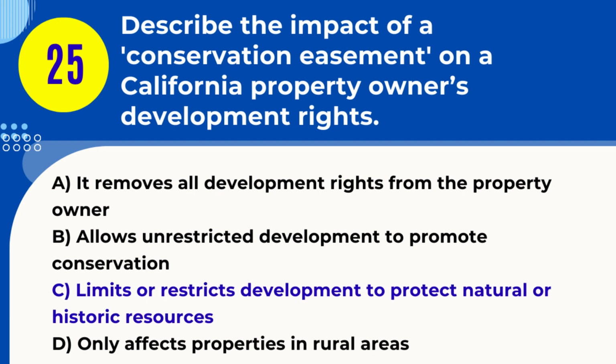Answer: C. Limits or restricts development to protect natural or historic resources. Explanation: A conservation easement in California typically limits or restricts development on a property to protect natural or historic resources. It can significantly impact a property owner's development rights, preserving the land in its natural state.